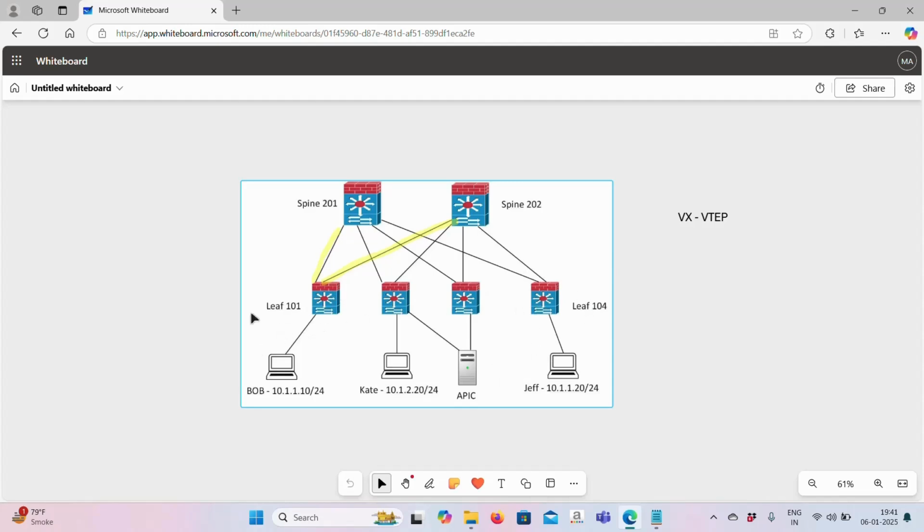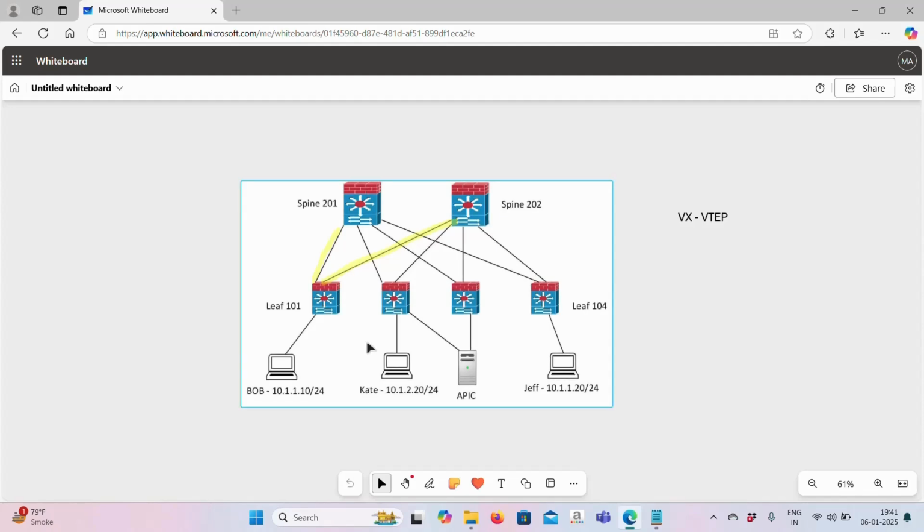Now, how will these two users communicate? Because the ACI is a layer 3 fabric and we need the layer 2 extensions across these leaf switches. Then only these two users will be able to communicate, and that's why VXLAN helps us here. VXLAN helps us extend the layer 2 connectivity across the leaf switches by using the VXLAN VTEP tunnel. So that is the advantage of VXLAN, and that's why we use VXLAN in the ACI fabric.